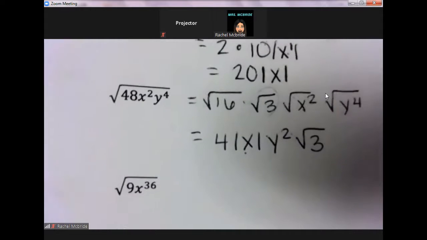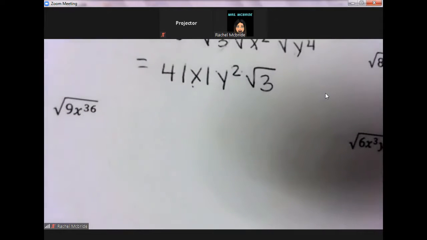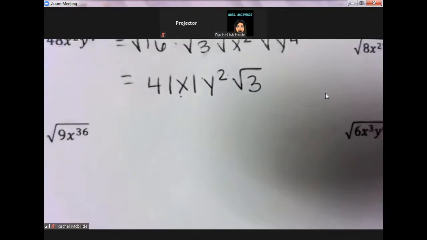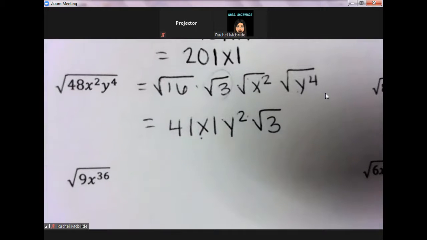Yes? No, because multiplication is commutative, so the order with which you simplify doesn't matter.